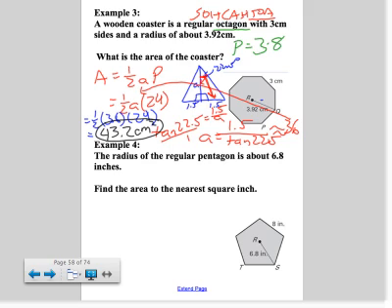Alright, so again, quite the process here for finding the area of a regular polygon, but nonetheless, something that you're going to have to be familiar with. So example 4, my suggestion would be just work through it on your own, see if you got it, and then play the video just to check it.